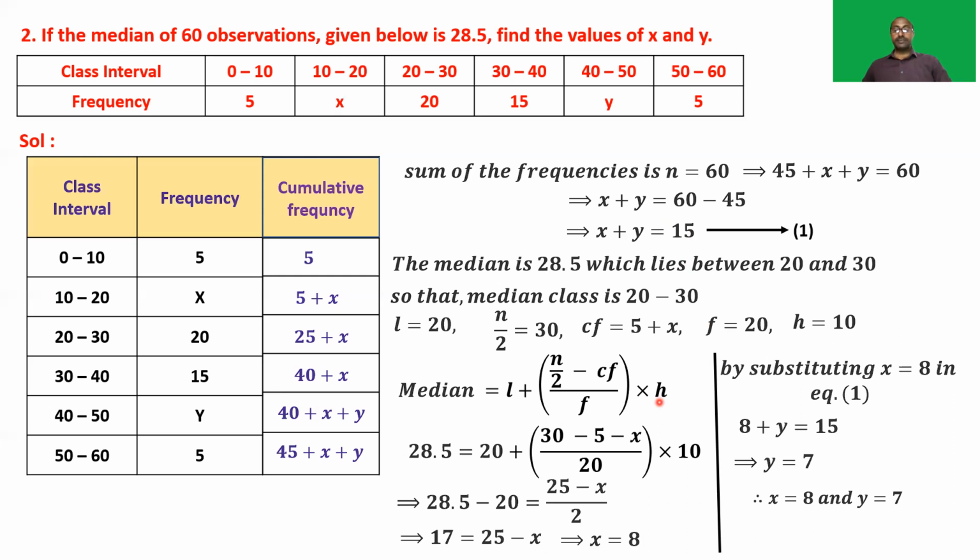Okay, students. In this way, we find the missing frequencies x and y. Okay, students, that's all for today. In the next class, we are going to complete this exercise.